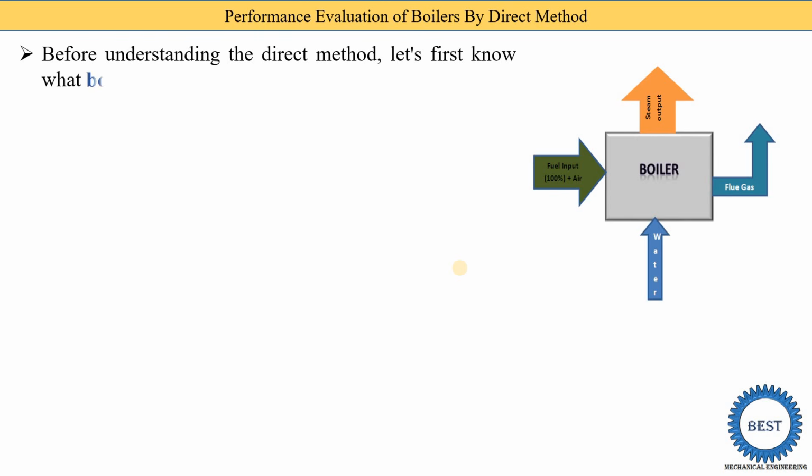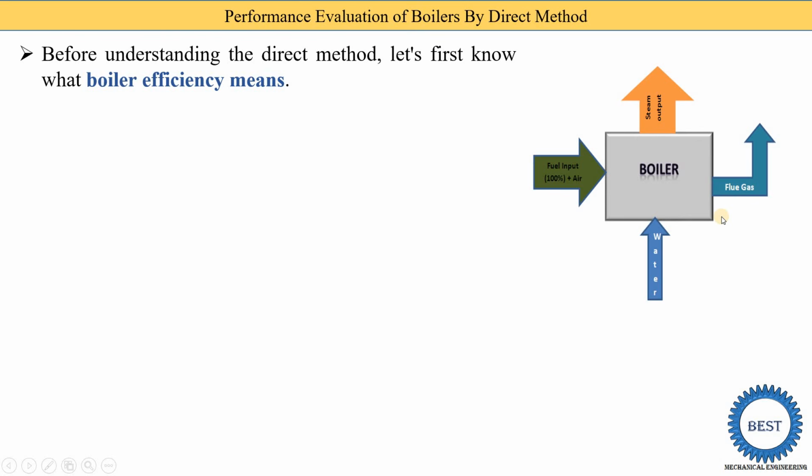Before understanding the direct method, let us first know what boiler efficiency means. So first we understand the boiler. In a boiler we supply some fuel with air, and combustion of this fuel takes place. Due to this combustion some amount of heat is produced, and this heat is supplied to the water. Here this water comes inside the boiler and absorbs the heat energy from the combustion of fuel, and this water is converted into steam, and the flue gases also come out from the boiler.